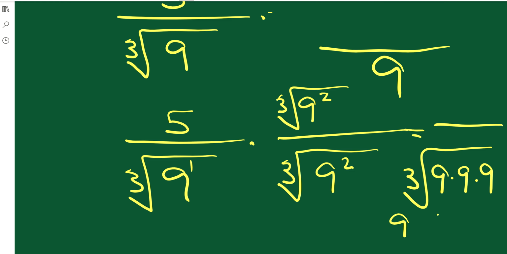I've got 5 and the cube root of 81. 5 times the cube root of 81. And I could break this 9 squared down to be 3 times 3 times 3 times 3, because there's 2 of them, which makes 4 of the 3's.